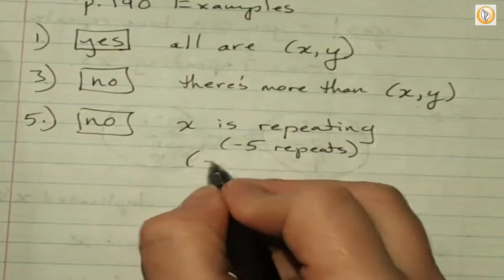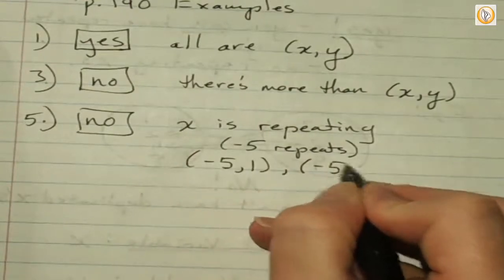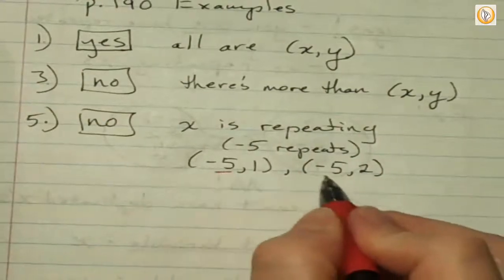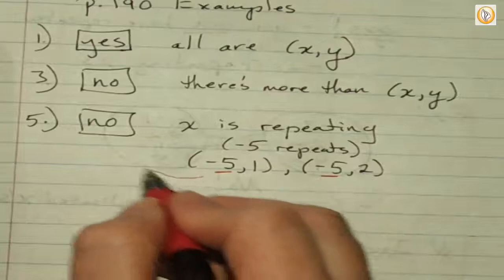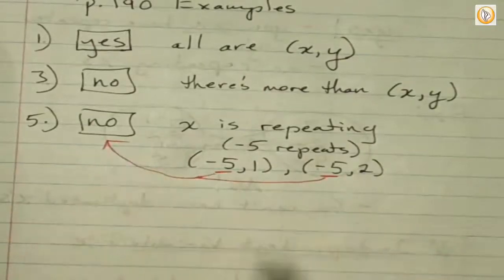It has -5 and 1, and then it had -5 and 2. Because of that -5, it is not a function because there's 2 of them. Does everyone understand that? Cecilia, do you understand? Okay, good. Any questions about that?